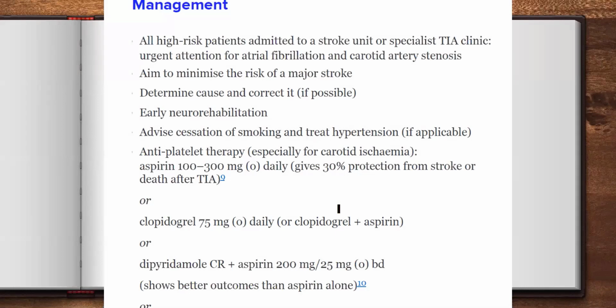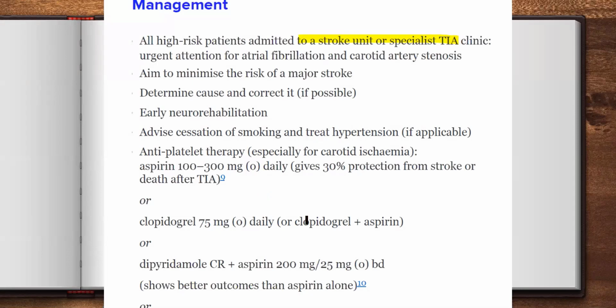Any patient having a TIA should be admitted to a stroke unit. And if it's only a TIA, there is nothing more in terms of how we will manage this patient.